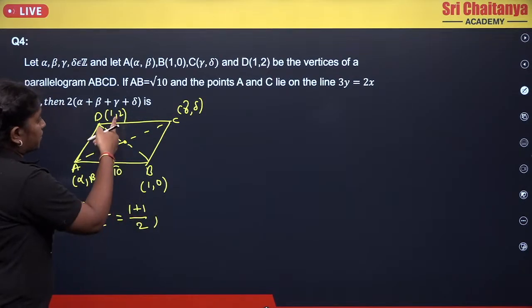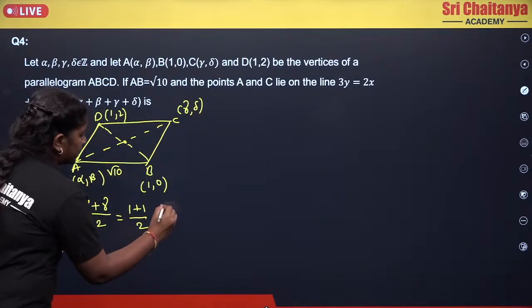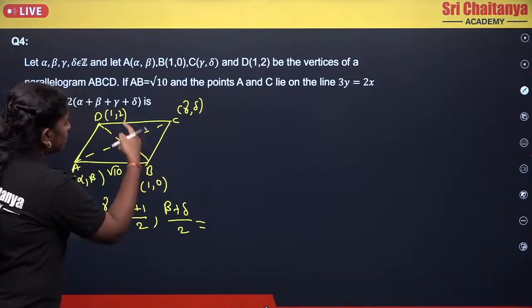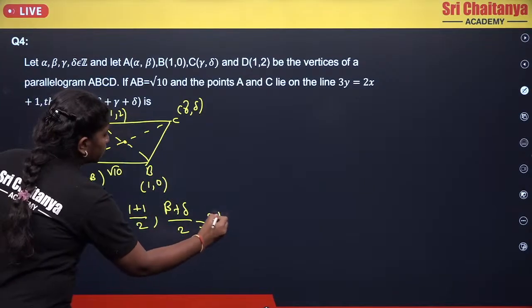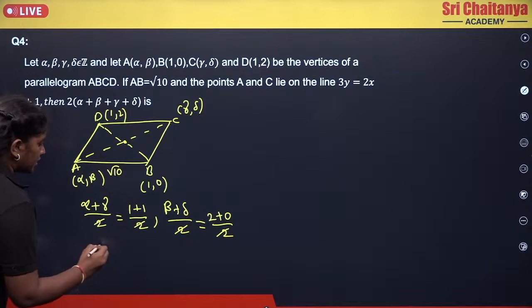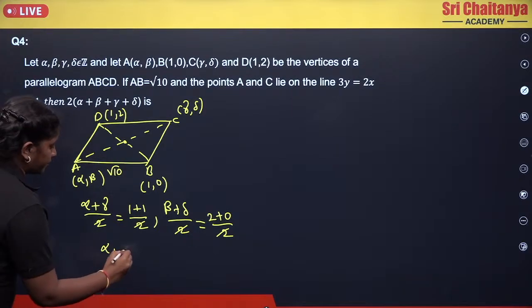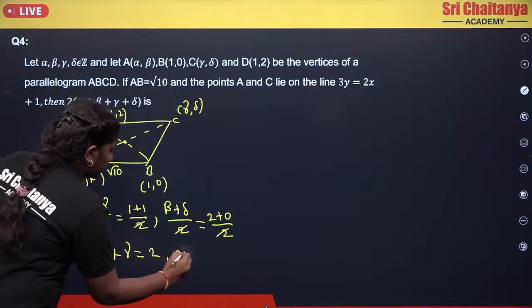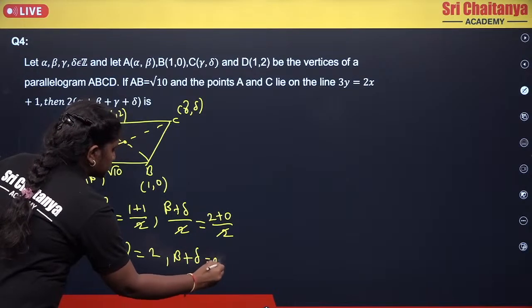And next, coming to here, beta plus delta by 2 equals your y coordinate sum. So that becomes 2 plus 0 by 2. So 2 will cancel and 2 will cancel. So alpha plus gamma equals 2 and beta plus delta equals 2.